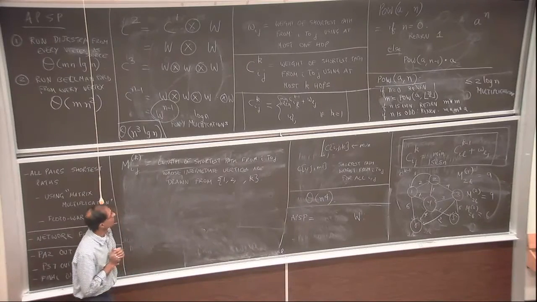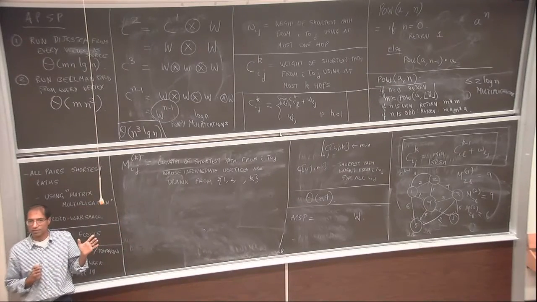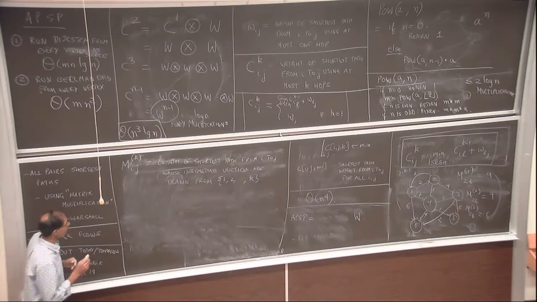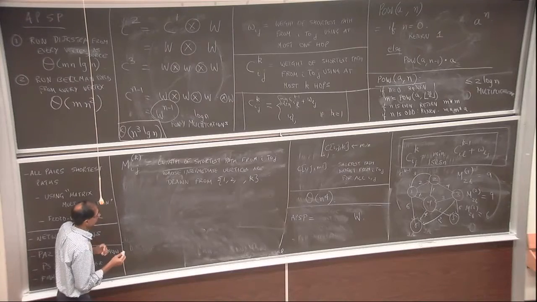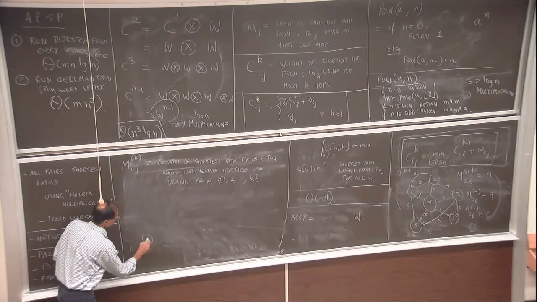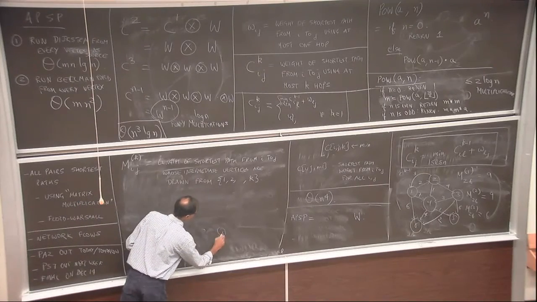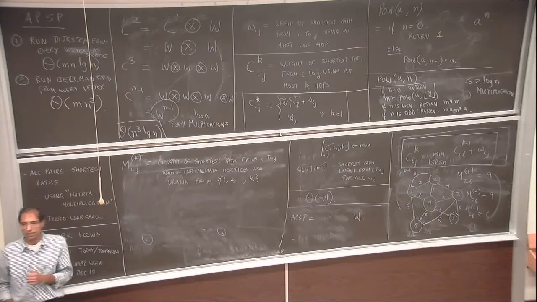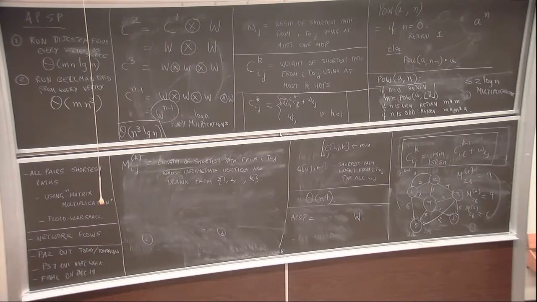All right. So there is a very, very simple recurrence you can write for this. Okay? So let's think about it. I'm looking for the shortest path that goes from i to j, whose intermediate vertices are only allowed to be 1 through k.